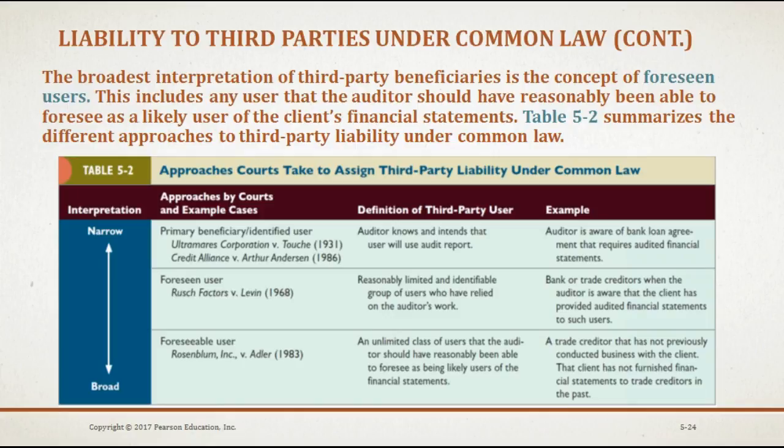The broadest interpretation of third-party beneficiaries is the concept of foreseeable users. Under this concept, any users who the auditor should have reasonably been able to foresee as a likely user of the client's financial statements have the same rights as those with privity of contract. Table 5-2 is a summary of the different approaches to third-party liability under common law that I just discussed. You can find Table 5-2 on page 123 of your textbook.